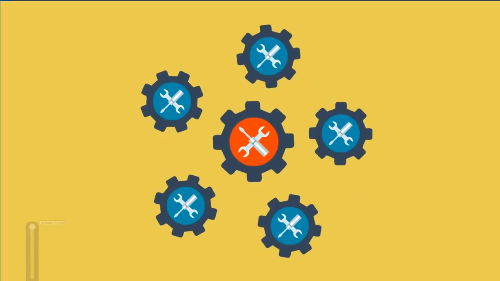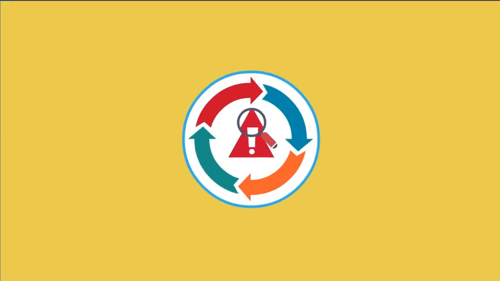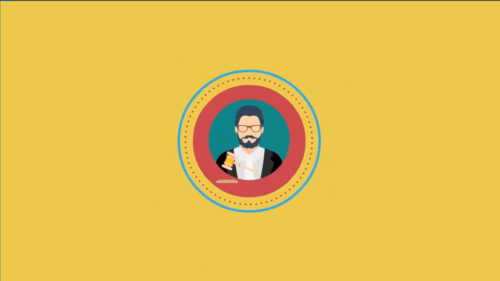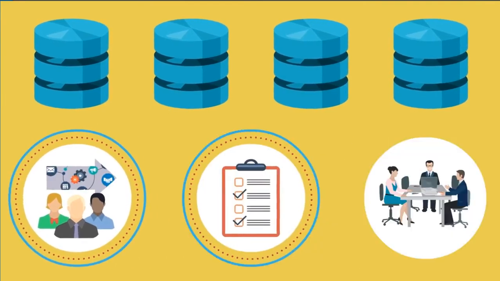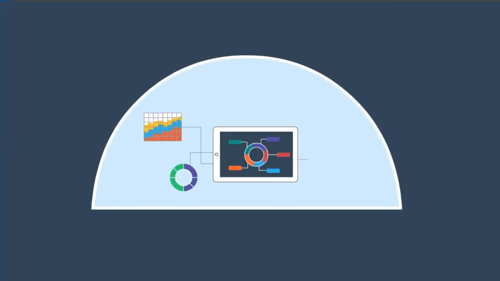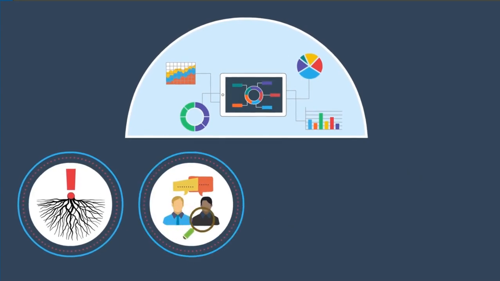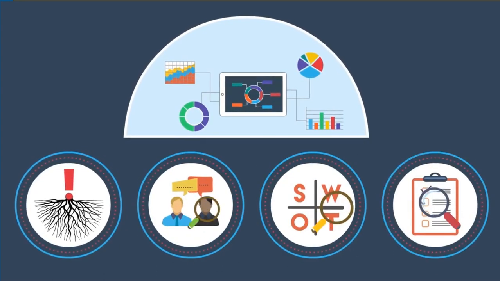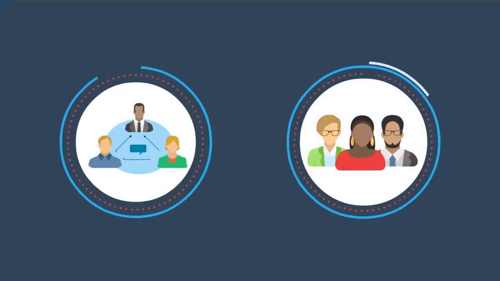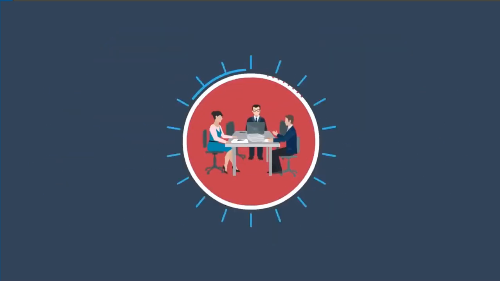There are 6 tools and techniques for identifying risks. They include expert judgment, data gathering techniques, which include brainstorming, checklists, and interviews, data analysis techniques, including root cause analysis, assumption and constraint analysis, SWOT analysis, and document analysis, interpersonal and team skills, including facilitation, prompt lists, and meetings.